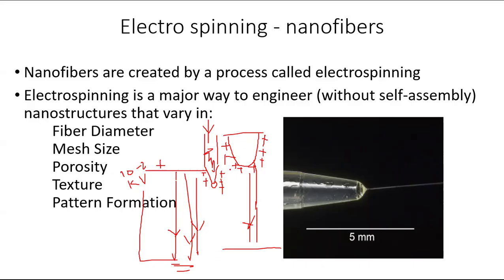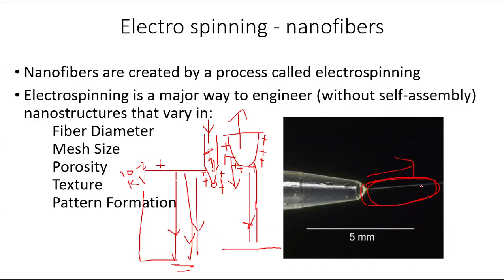Once this electrostatic force towards the other end of the spinning apparatus overcomes the surface tension, the solution will start ejecting. The surface tension is upward, and the electric field potential is downward. Once it starts overcoming the surface tension, the polymer solution will start ejecting without much pressure. The force towards the collector plate is very high.